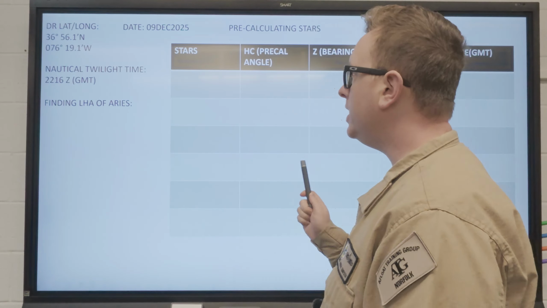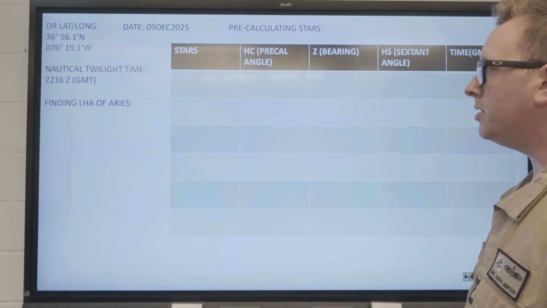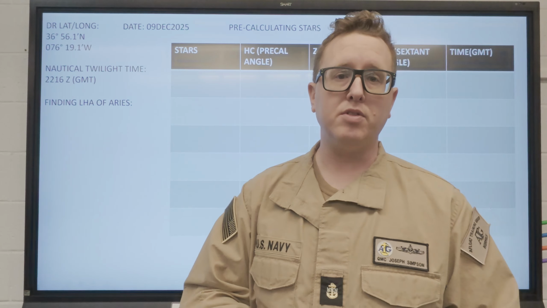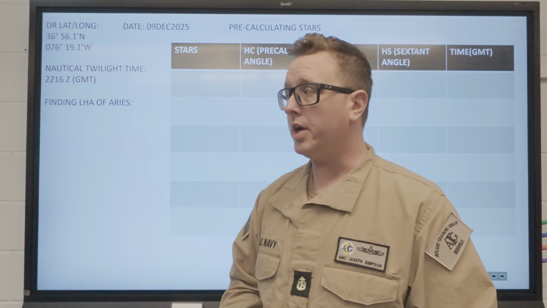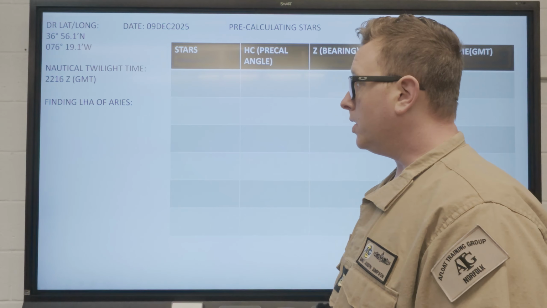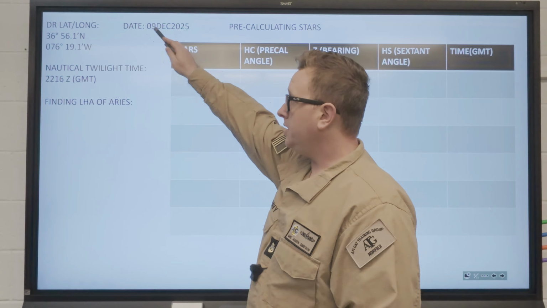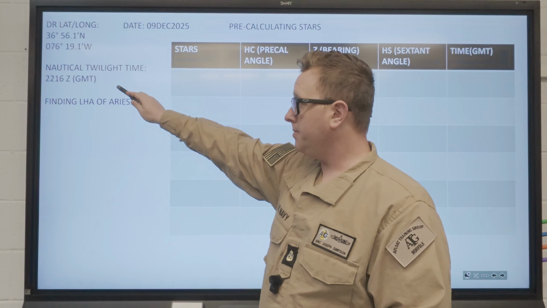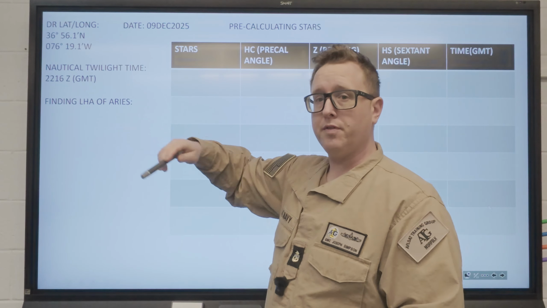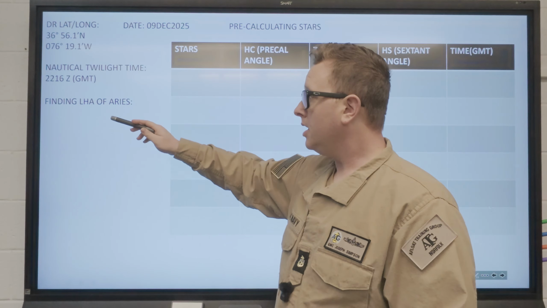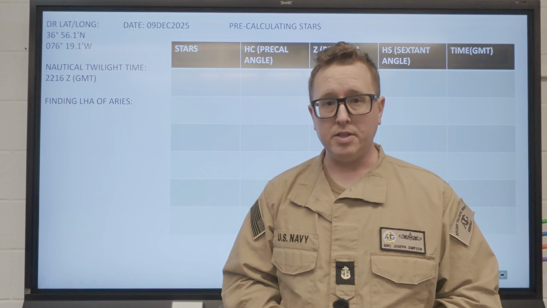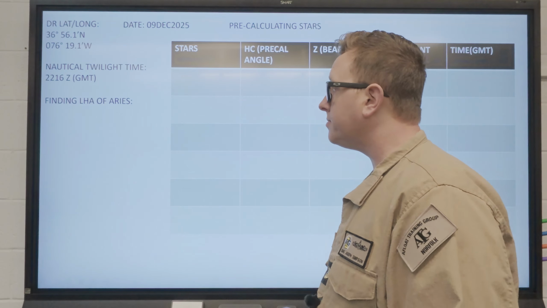Today we're going to be pre-calculating stars. Now you want to do this before the morning civil nautical twilight and obviously evening civil nautical twilight. Only need a couple things. You need the date in question, DR latitude and longitude, your time in GMT. So you convert your local time to GMT. And we're going to end up finding the LHA of Aries. With that, we need a nautical almanac.